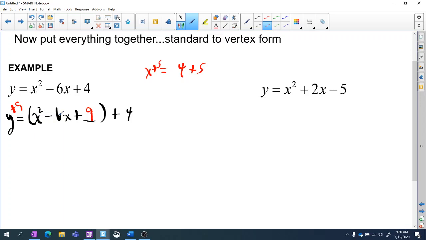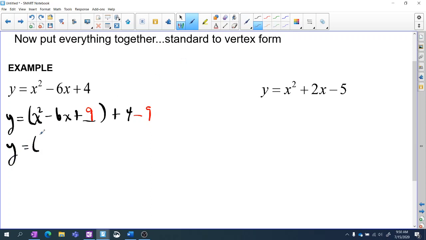or if you just want to work on one side, and the reason I'm going to work on one side is because vertex form is y equals, and I want it isolated by itself. So rather than add 9 here and then have to move it over here and turn it into a subtract 9, we just think of it this way. If I add 9 in here to complete the square, I do the opposite here. Take away 9. And now you're ready to go.